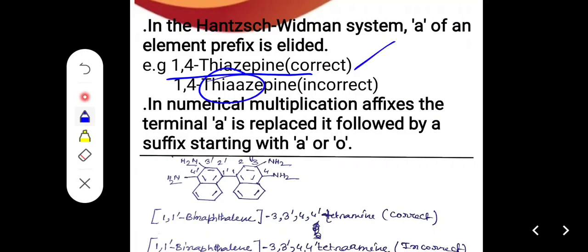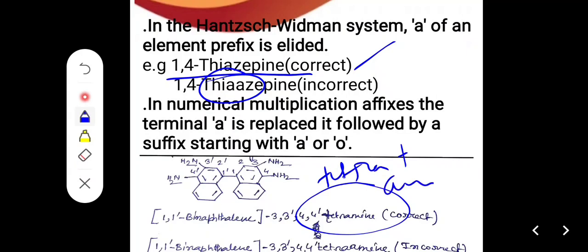In numerical multiplying affixes, the terminal A is replaced when followed by a suffix starting with A or O. For example, tetraamine is the combination of tetra plus amine, right? So 1 A is omitted. Okay. This double A is not justified. This is incorrect and this is correct.